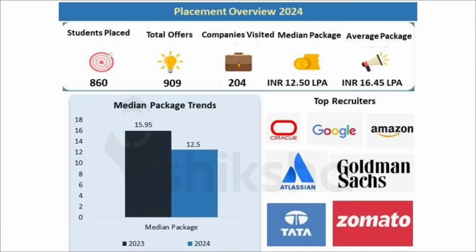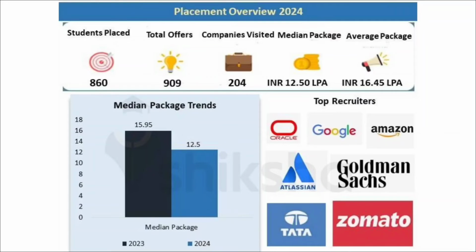Then if we consider the overall placement overview for the batch of 2024, overall 860 students were placed, 909 total offers were made, and 204 companies visited for the placements. The median salary package offered was 12.50 lakhs per annum and the average salary package offered was 16.45 lakhs per annum. Then if we consider the median salary package trend, for the year 2023, it was 15.95 lakhs per annum and for the year 2024, it was 12.5 lakhs per annum.